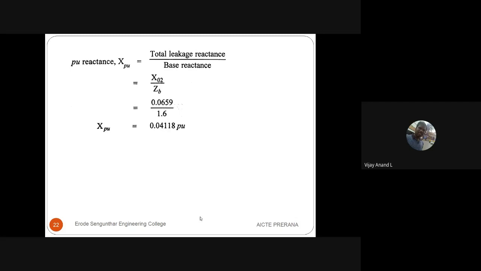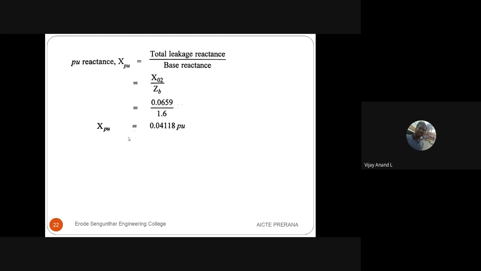Now from this we have to calculate the per unit reactance, that is XPU, which is total leakage reactance divided by base reactance, that is X02 divided by ZB. X02 is 0.0659 divided by 1.6. So finally we get XPU equal to 0.04118 per unit. From this we can say that in case 1 the per unit value is 0.04117 and in case 2 we also get the same value. So there is no change at all in case 1 or case 2.